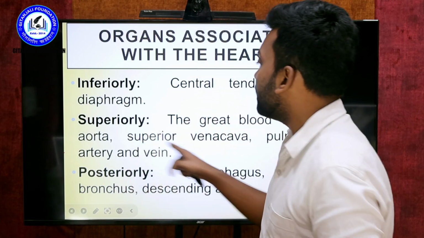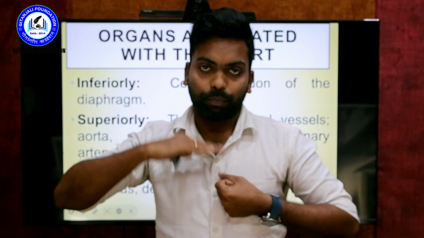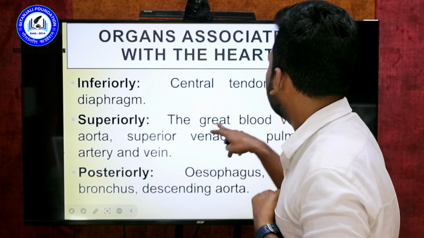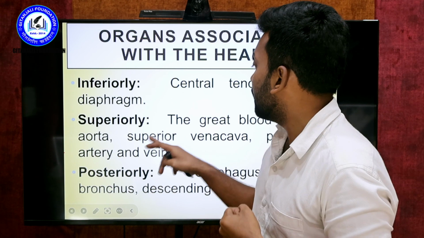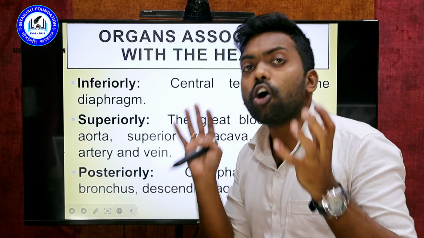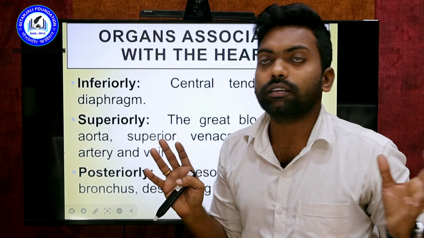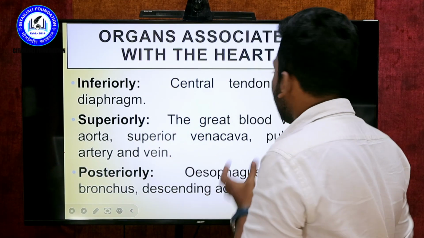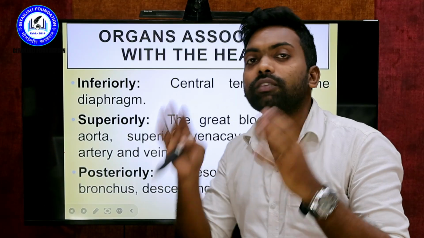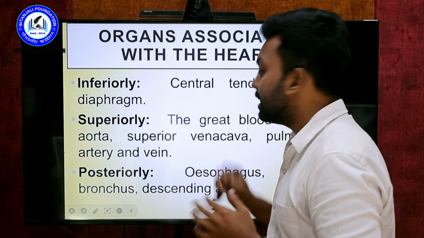Understood? And the second one is superior, as I said, the top. Above the heart some organs are located, like the great blood vessels. Great blood vessels are the larger arteries, such as the aorta, which is one of the great blood vessels. It is one of the largest arteries in the human body.